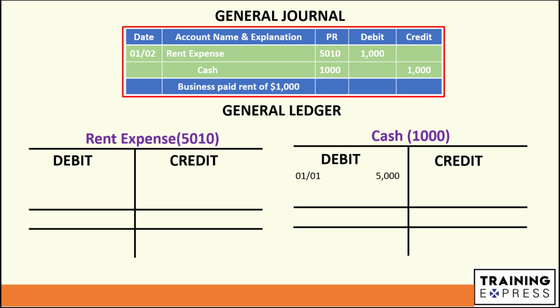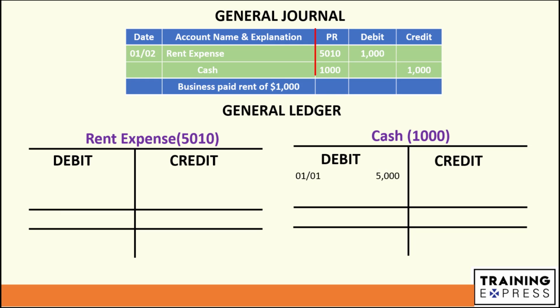Transaction number 2, you can see here that rent expense is debit by $1,000 and cash account is credited by $1,000. In the PR column, rent expense account number 5010 and cash account number 1000. Now let's see how we can link together journal and ledger. Rent expense debit by $1,000. So we will write $1,000 on the debit side of rent expense account.